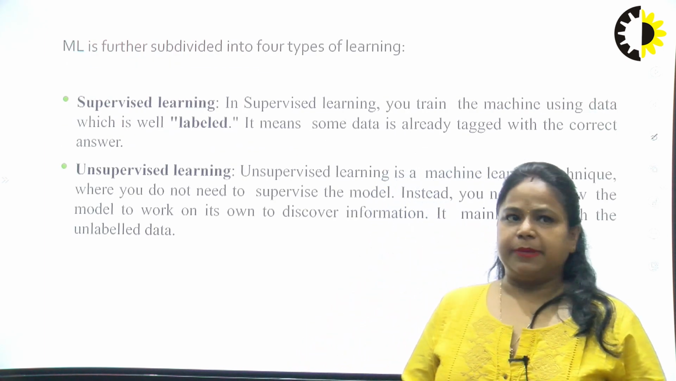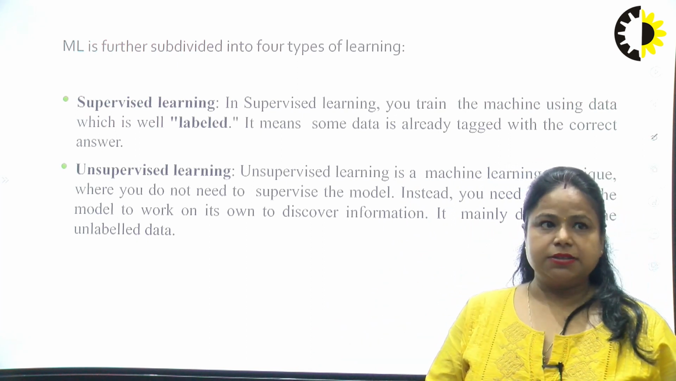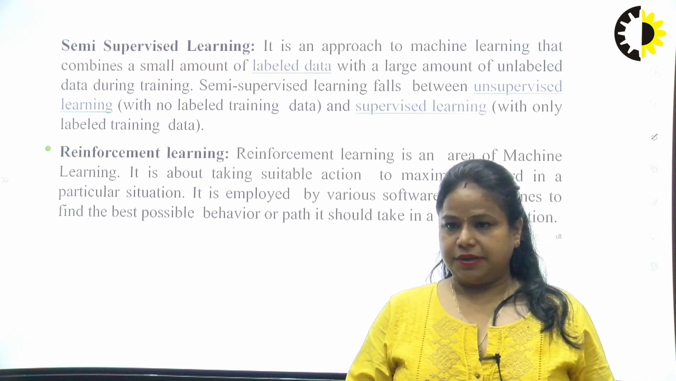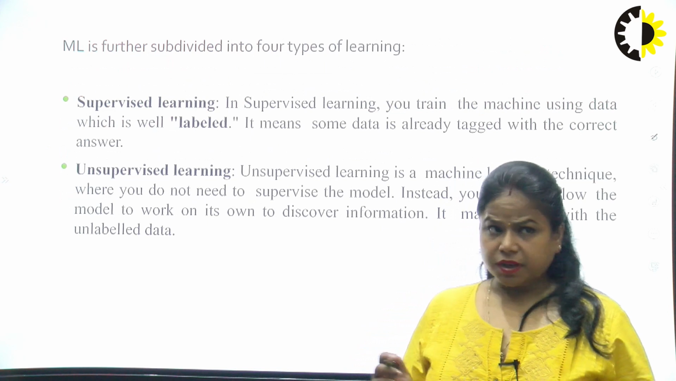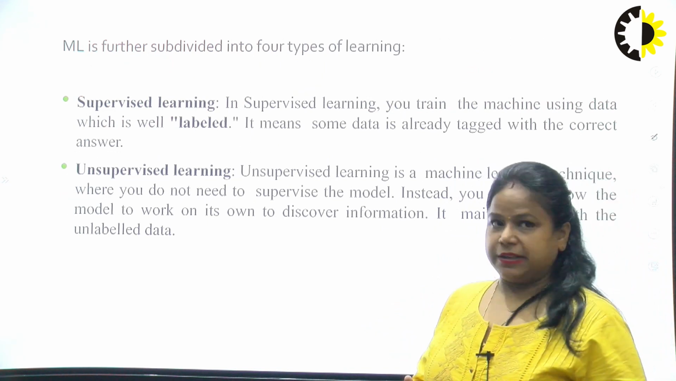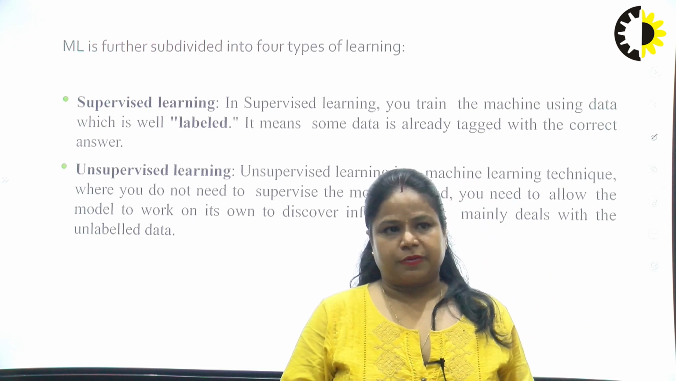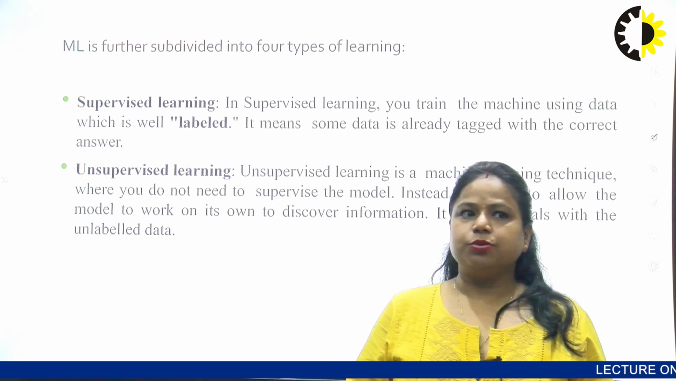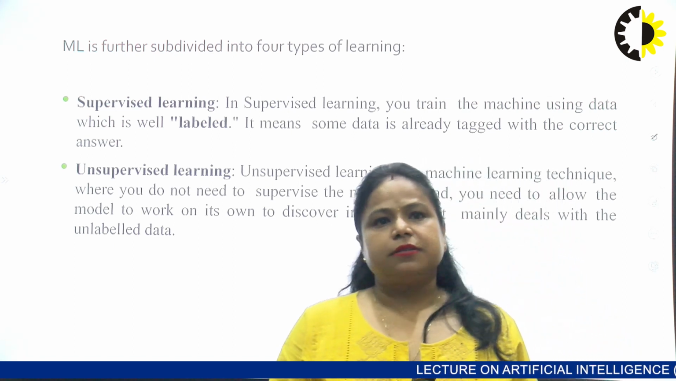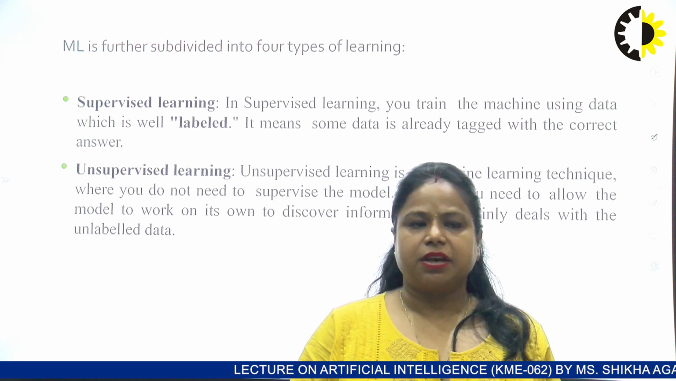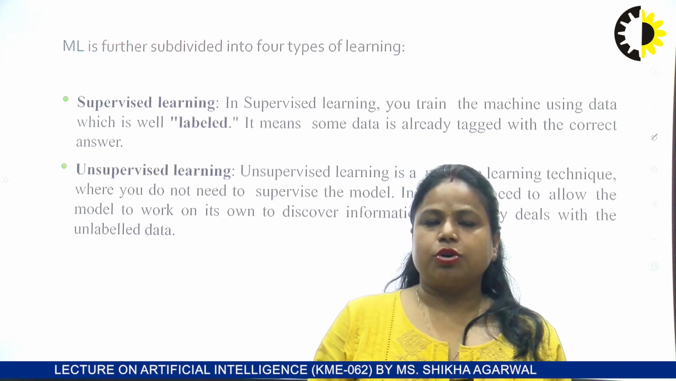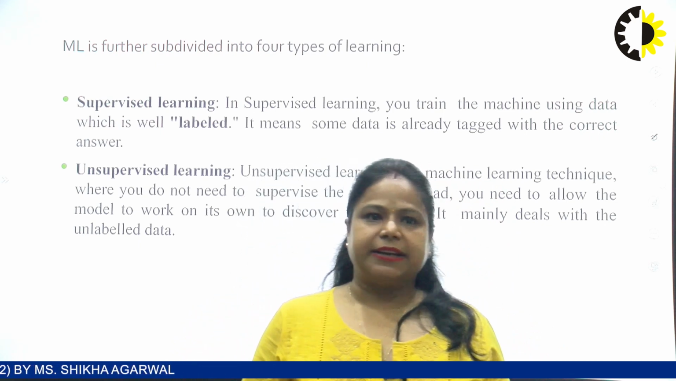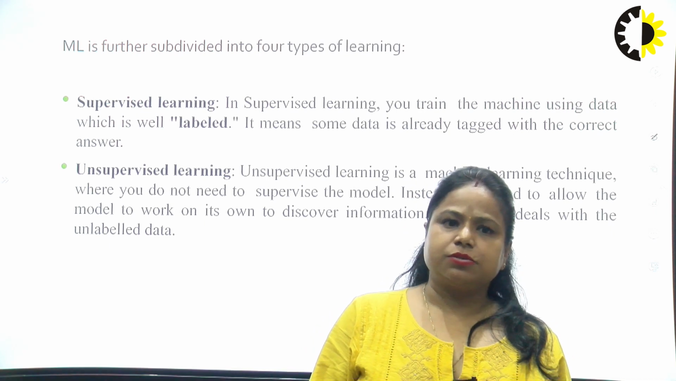When I'm talking about ML, it is categorized into four categories: supervised learning, unsupervised learning, semi-supervised learning and reinforcement learning. First of all, we are going to talk about supervised learning. When I use the word supervised, it means the data is already labeled. You train the machine by using the given data which is already tagged, and by using that correct tagged data, we get the correct answer.